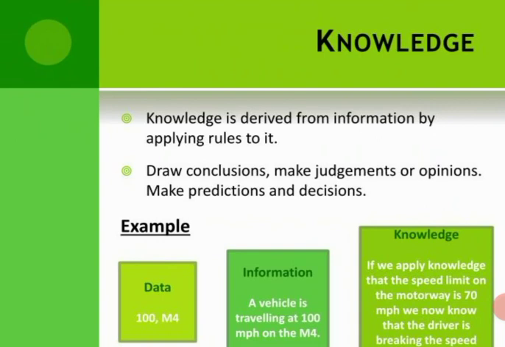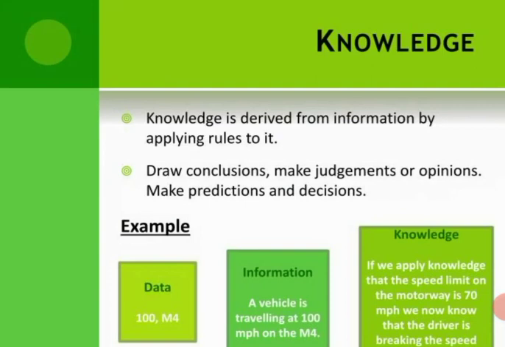We have data here. An example of data: we have 100, we have M4. That doesn't give us anything, we don't understand anything. Now when it is information, we have it as "a vehicle is traveling at 100 mph on the M4." You now know that a specific vehicle is traveling at 100 miles per hour on the M4. The M4 might be a street; I think it is a highway.